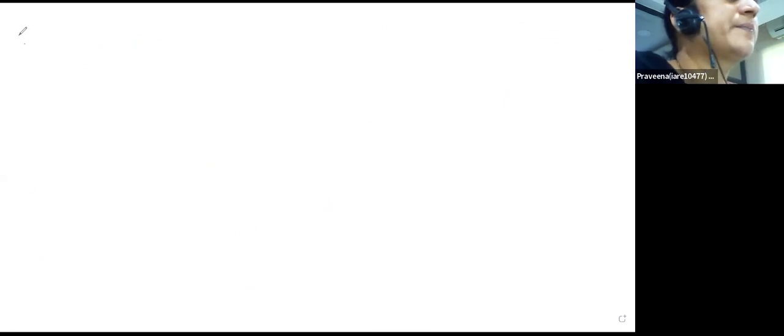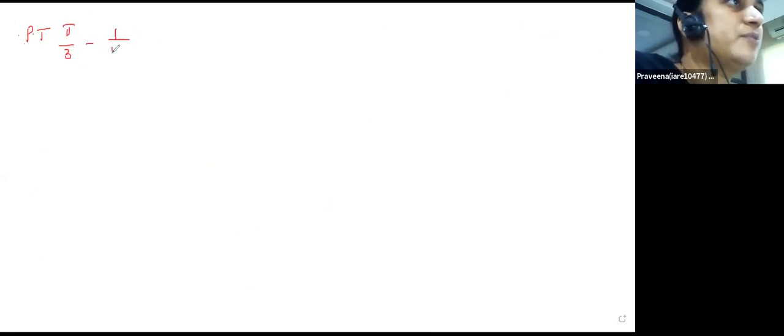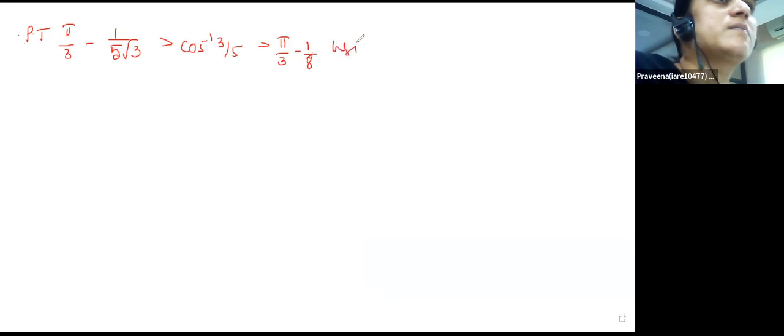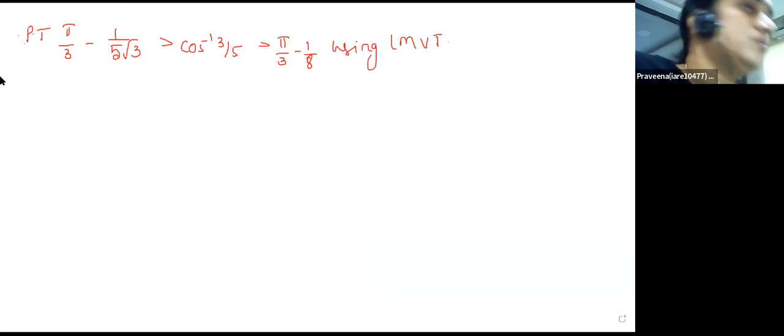Prove that pi by 3 minus 1 by 5 root 3 is greater than cos inverse 3 by 5, which is greater than pi by 3 minus 1 by 8, using Lagrange's mean value theorem. Note down. Same as the previous question. Let us take here the function as f of x is equal to cos inverse x.